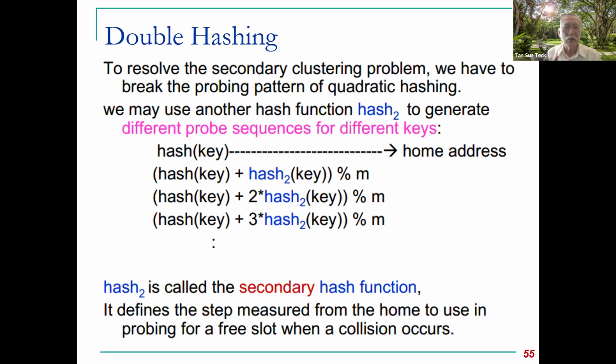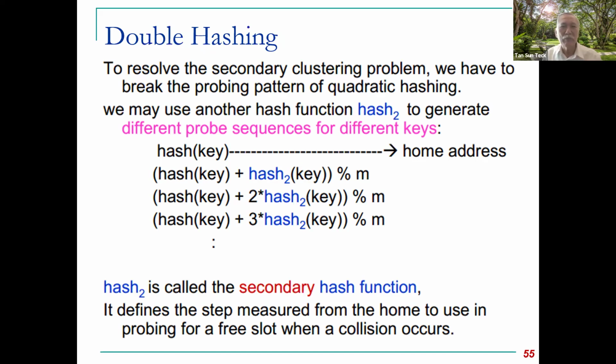Right, so again, to resolve secondary clustering totally, one way is not to use quadratic probing. Because besides the secondary clustering problem, there's still a major problem that you might not be able to find the empty slot if the load factor is actually greater than 0.5.